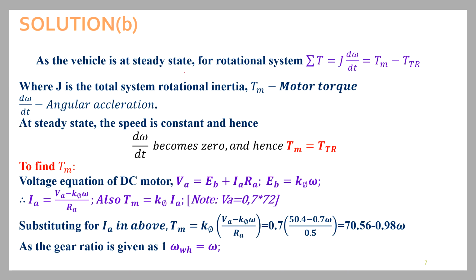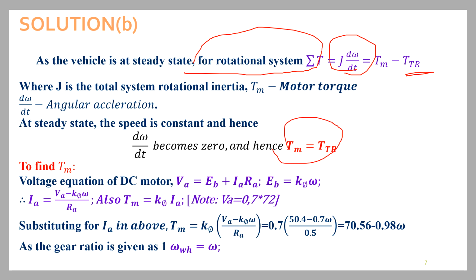And also we know that for a rotational mechanical system, we can write that the total torque is equal to moment of inertia into the angular acceleration. It is nothing but Tm, motor torque, minus the road torque. So d omega by dt is equal to 0. The speed is constant, so we can write Tm is equal to Ttr, right?